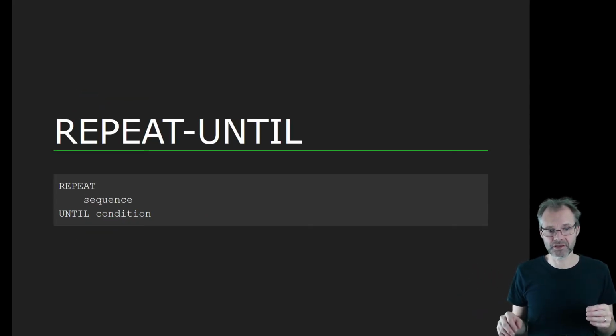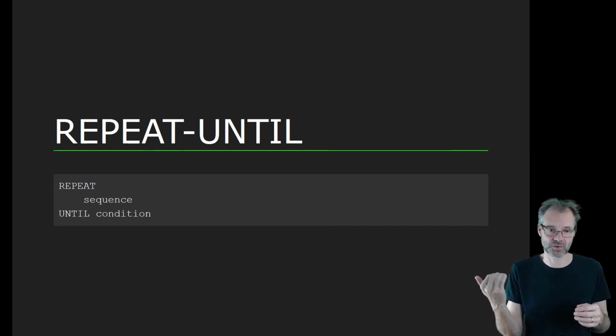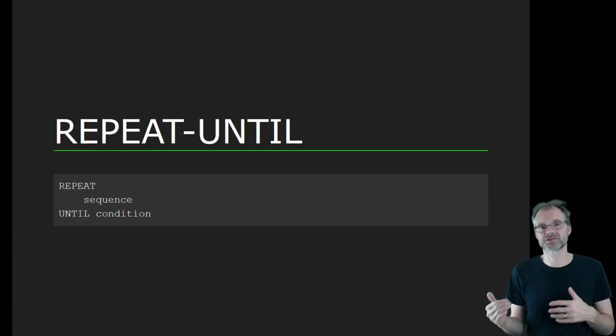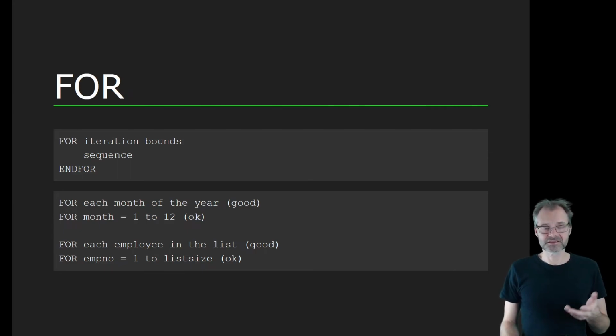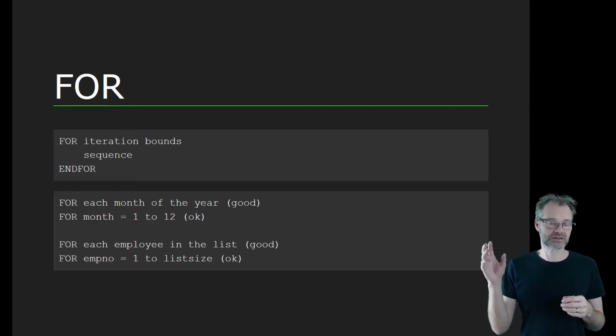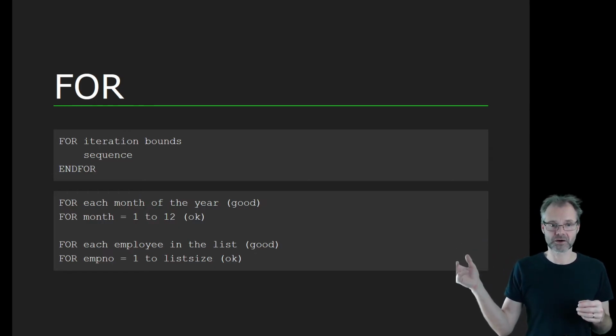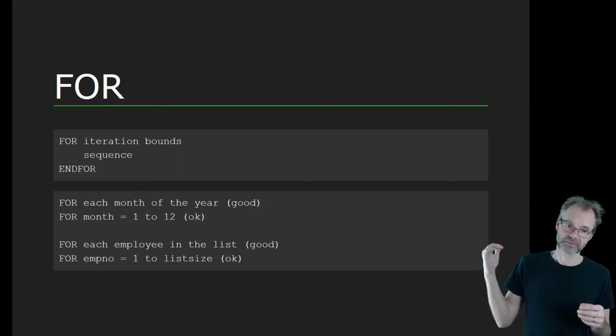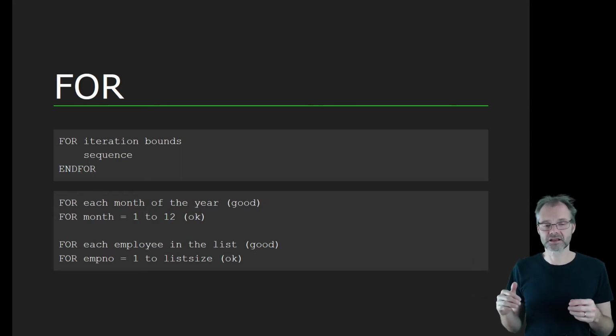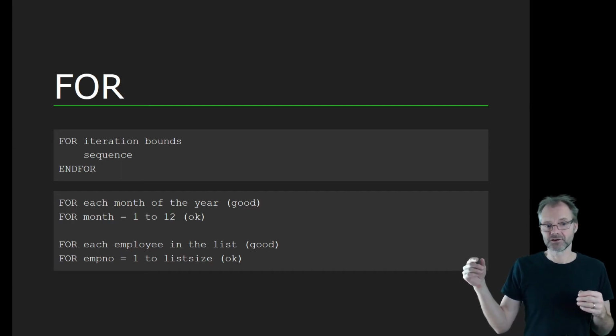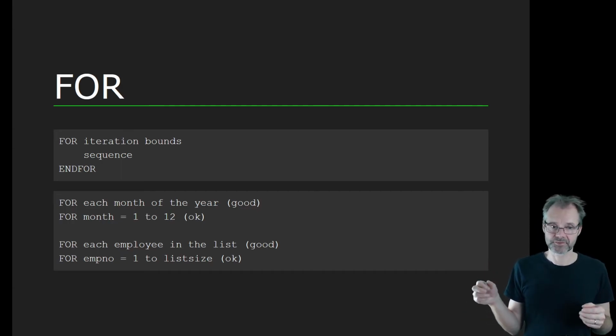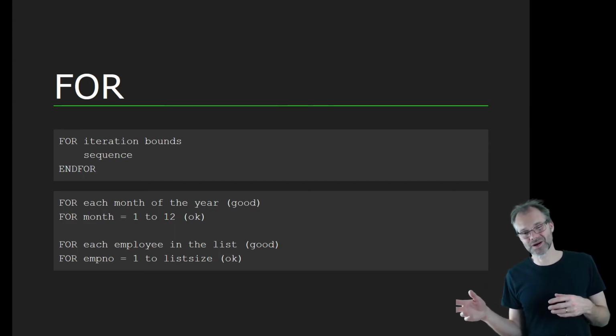We have the repeat until. It's a while loop, but it will always enter at least once. So this is repeat the current sequence of tasks until this condition is done. This is a for loop, which could also be useful in pseudocode. Here we have the for iteration into the bound, then a sequence of actions or tasks, and then the end. So here we have, for each month of the year, that is good. For month equals 1 to 12, okay.